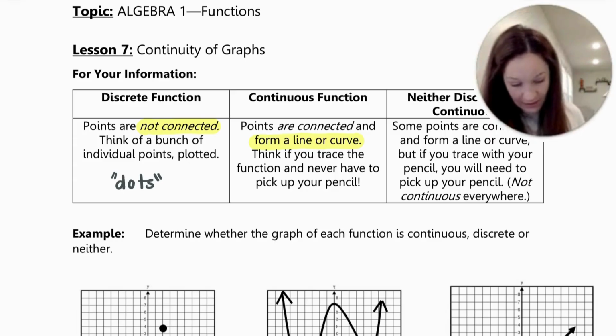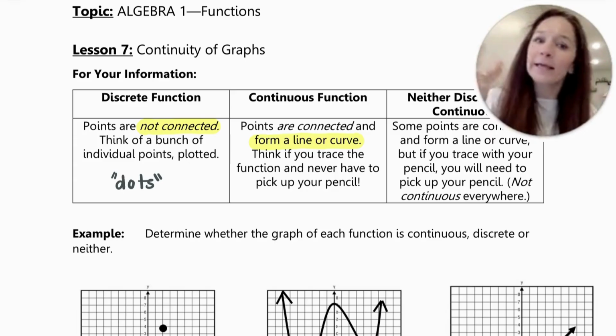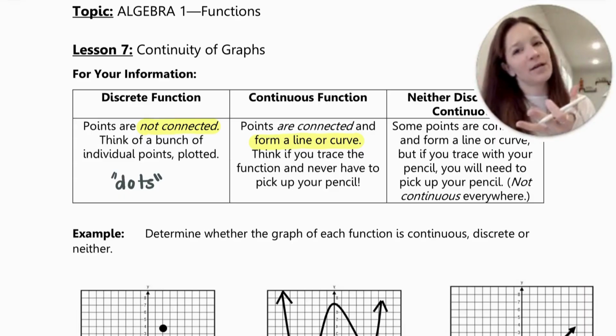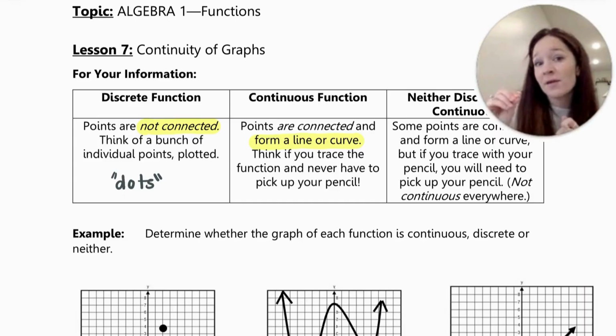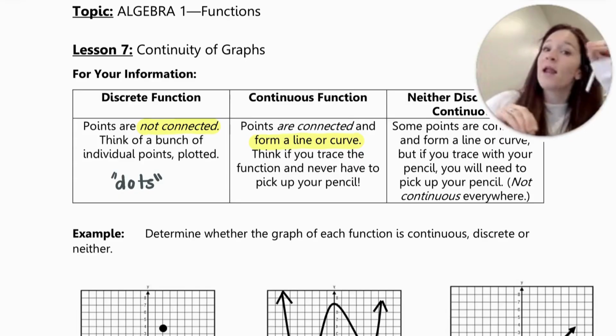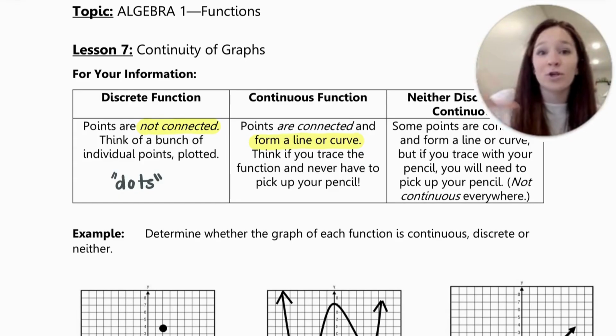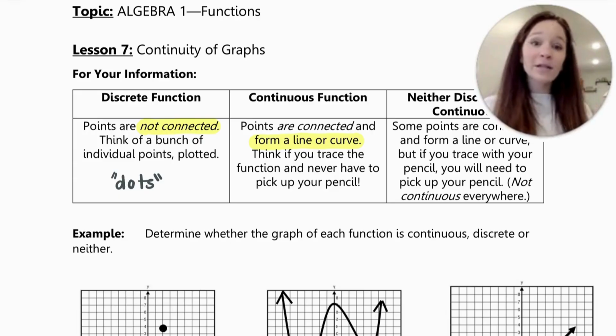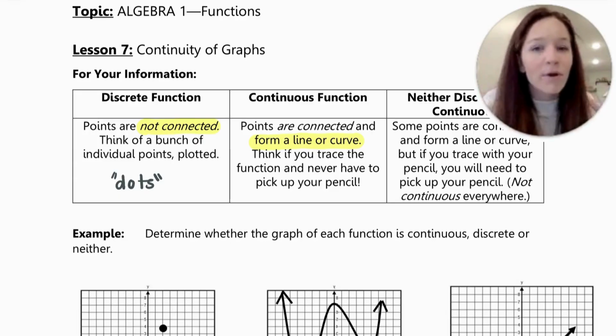And then last but not least, we have neither. This is like neither, but also a combination. If you have some things on your graph that are points and other things that are lines, like a combination, that would classify as neither. We don't say both, right? We're going to say neither discrete nor continuous.